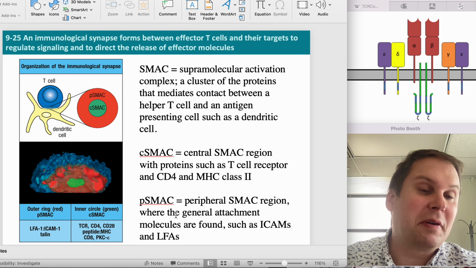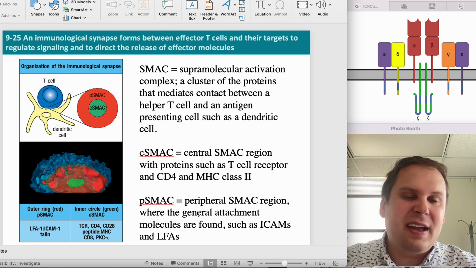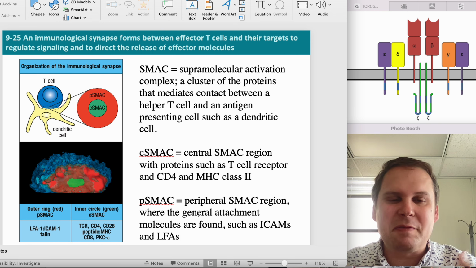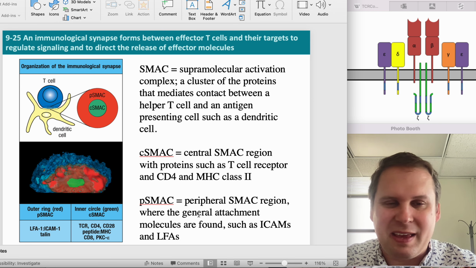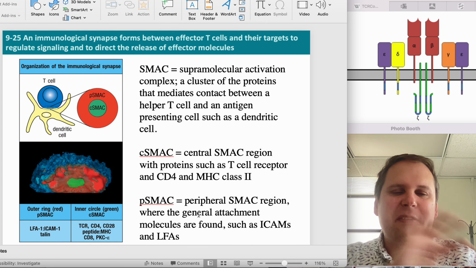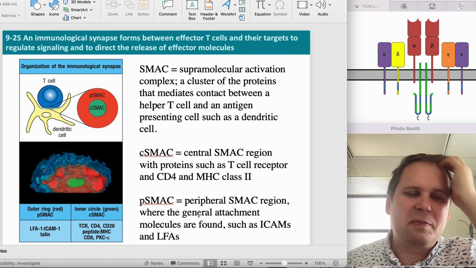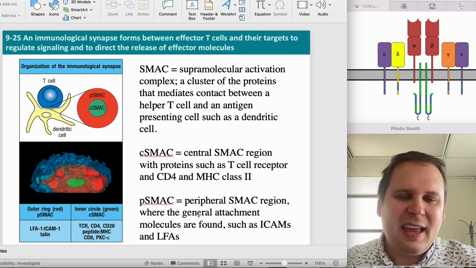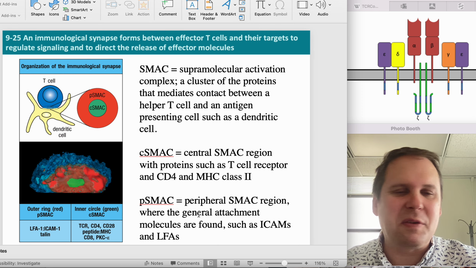And it's got the peripheral SMAC region. This is where you're going to find your LFAs. You'll find your ICAMs if we're talking about what's on the dendritic cell. And some other stuff. Proteins will wander in and out of these zones, but they tend to be concentrated there enough that you can actually see it by fluorescent microscopy.